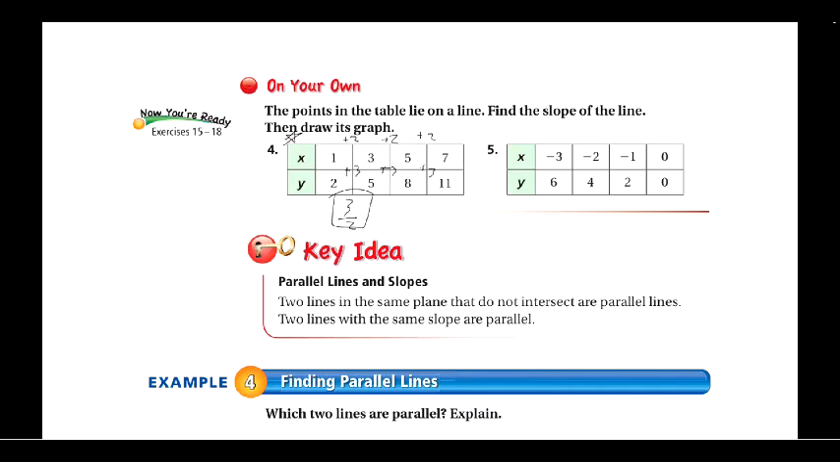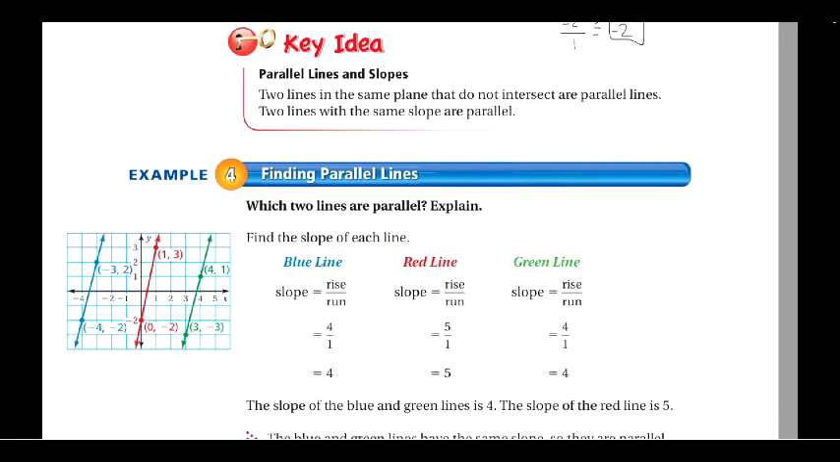So here you'll notice the change is just adding 1 each time. Down here you'll notice it's just subtracting 2 each time. So if we were to get the slope, it'd be the change in y over the change in x. And simplified, that just looks like -2. Again, you don't need to graph that unless you really want to. Last key idea, last example of the night, last on your own.